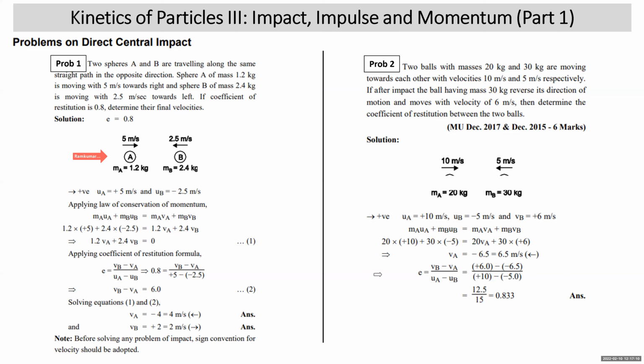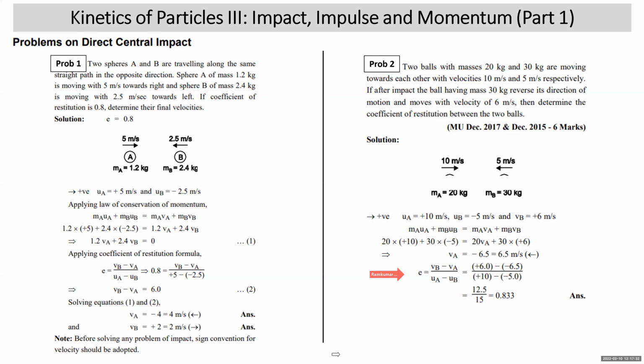Let's apply the principle of conservation of momentum. Mass of ball A is 20 kg, UA is plus 10, plus MB is 30, UB is minus 5, is equal to 20 VA plus 30 into VB, which is plus 6. If you substitute this and solve it, you get VA as minus 6.5. Minus 6.5 means 6.5 meter per second towards left.